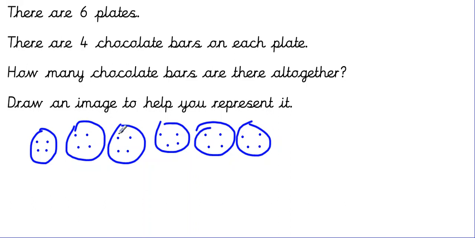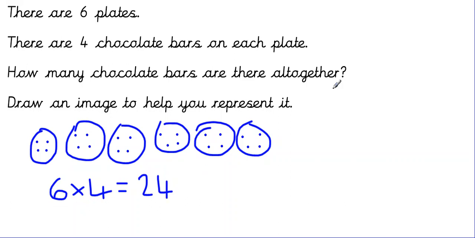So now I need to work out how many chocolate bars there are altogether. So if I was to write my calculation, I would write 6 multiplied by 4, because I've got 6 lots, 6 groups of 4. Okay, and then you can count them up and work out what you've got. So you've got 1, 2, 3, up to 24. Okay, so your answer would be 24.